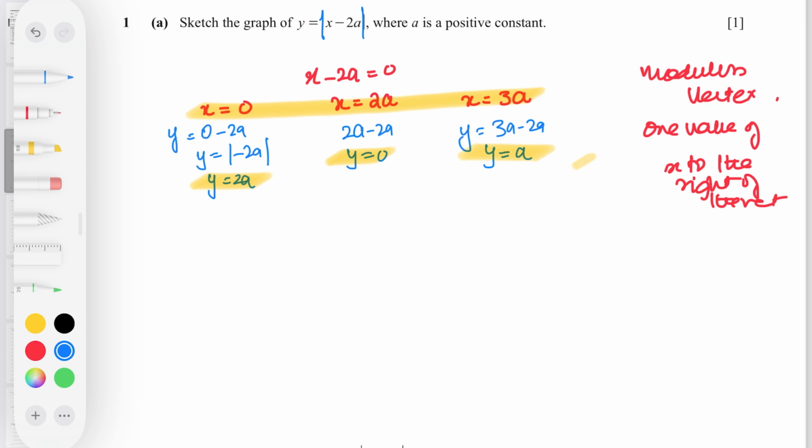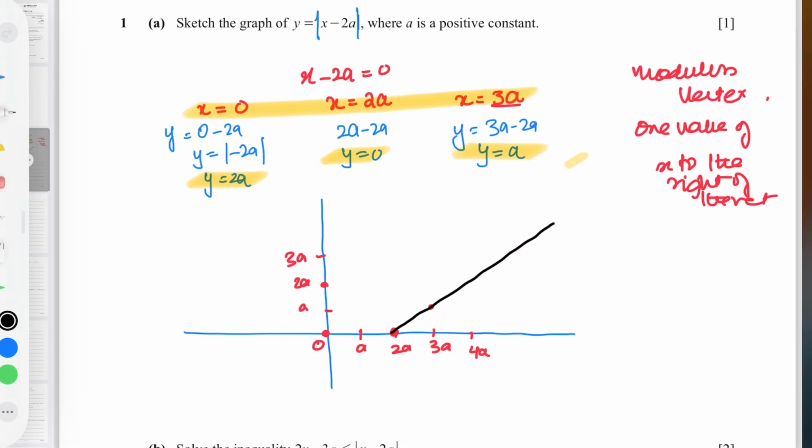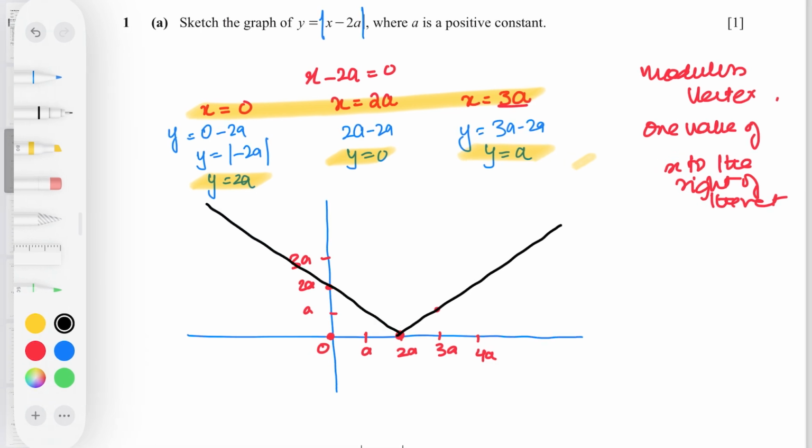Let's put everything on the axis. How do we label the axis? 0, a, 2a, 3a, 4a, a, 2a, 3a. Now the first point is 0, 2a. The second point is when x is 2a, value of y is 0. And the third point is when x is 3a, the value of y is a. Let's plot them. Let's join them with a straight line. Y equals to modulus x minus 2a.